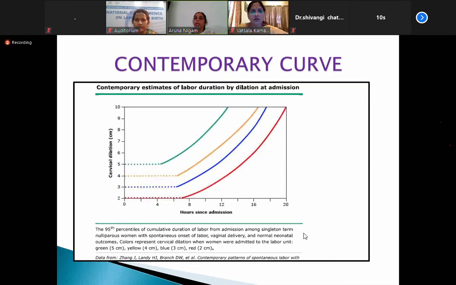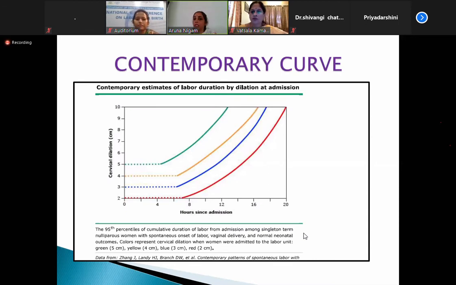Then again, according to the dilatation at admission, he observed that if the patient is admitted at 2 centimeters, it takes more time for delivery. If you see this patient with the red line, admitted at 2 centimeters, she reaches 5 or 6 centimeters in 15 to 16 hours. That means this latent phase is much more prolonged than what has been told by Friedman. So we need to be very careful whenever we are evaluating our patient, whether she is in the latent phase or the active phase.